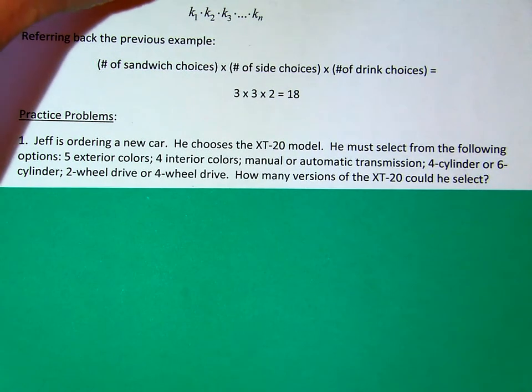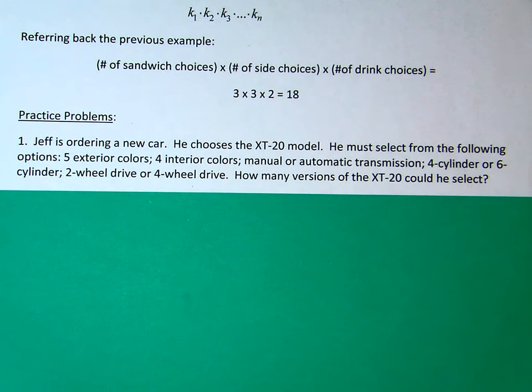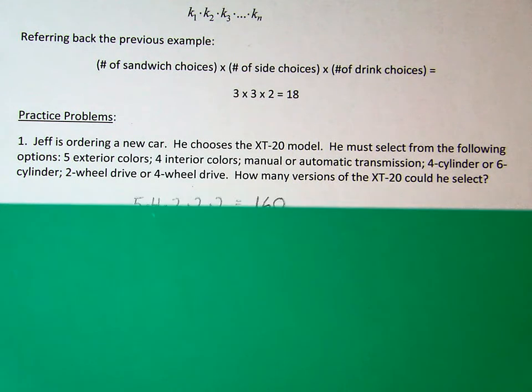All right, some practice problems with this. Jeff is ordering a new car. He chooses the XT20 model. He must select from the following options: 5 exterior colors, 4 interior colors, manual or automatic transmission, 4-cylinder or 6-cylinder, 2-wheel drive or 4-wheel drive. How many versions of the XT20 could he select?